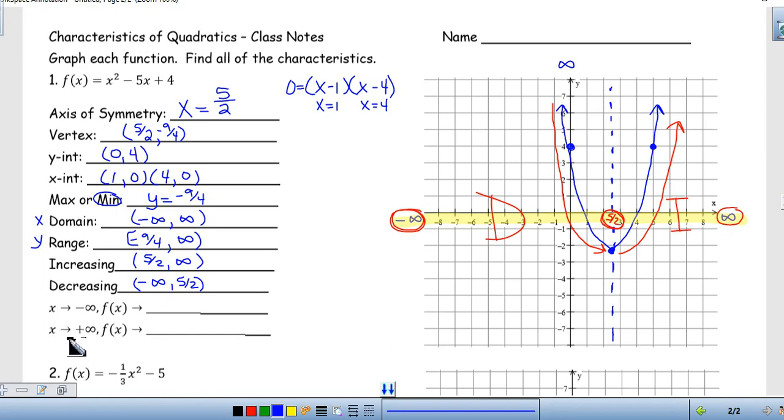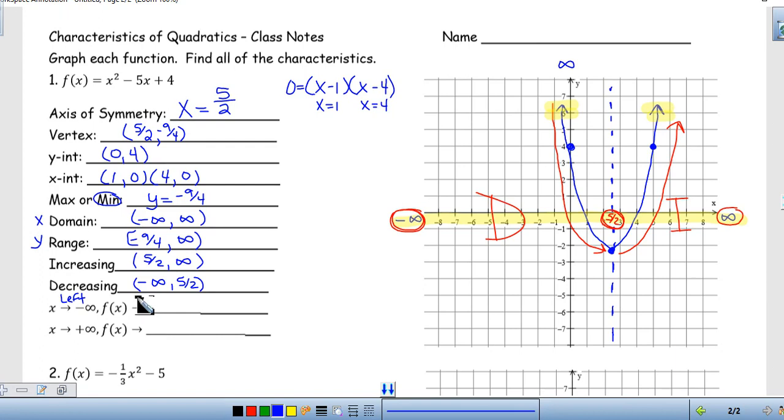Okay, these last two lines deal with end behavior. And the end behavior is literally looking at what the graph is doing on each end. So the way that you would read this is as x is approaching negative infinity. That's telling me to focus on the left side of the graph.